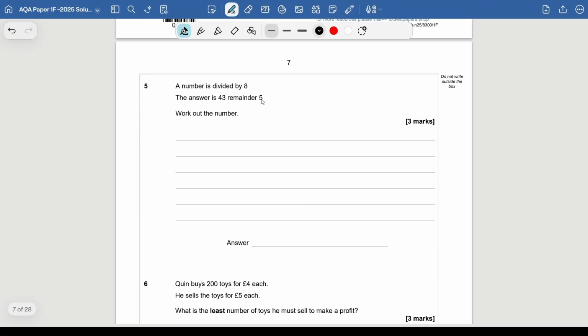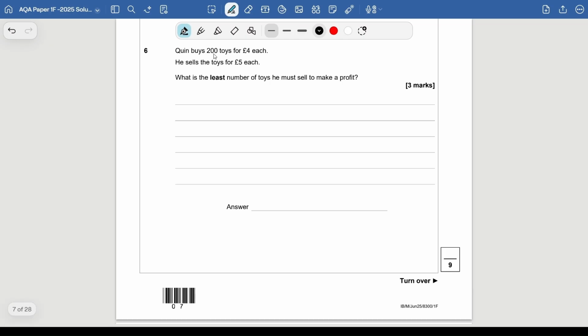A number is divided by 8. The answer is 43, remainder 5. Work out the number. So when a number is divided by 8 and the answer is 43, the number should be 43 times 8, which is 8 3s are 24, 8 4s are 32 plus 2 is 344. And then 5 is added because the remainder is 5. So you need to add 5 to it to get the answer 349.